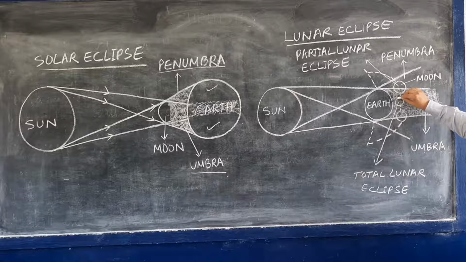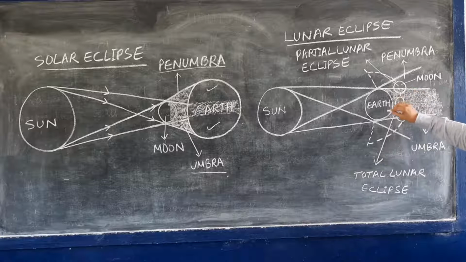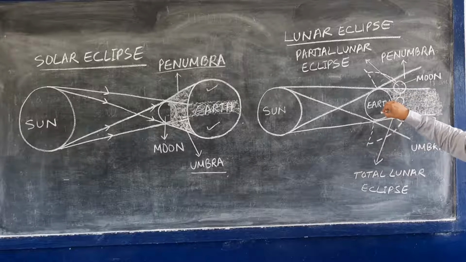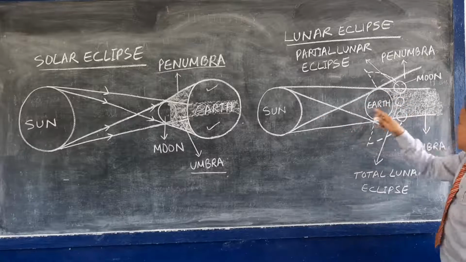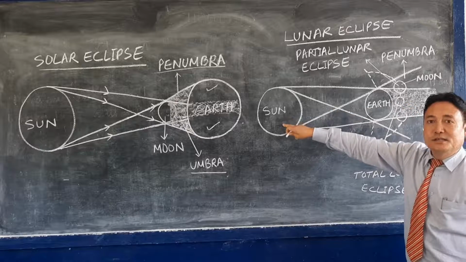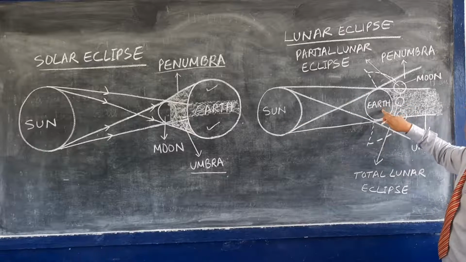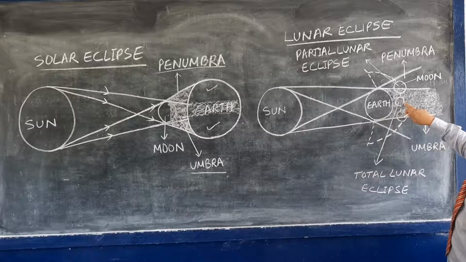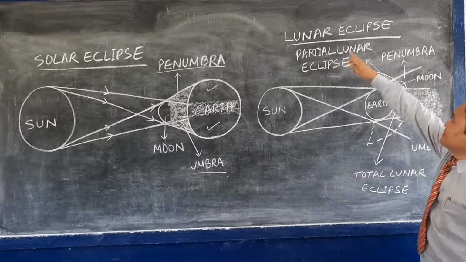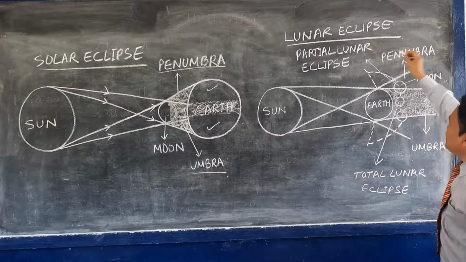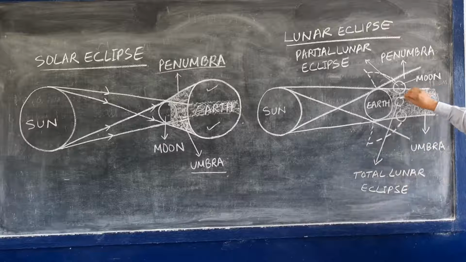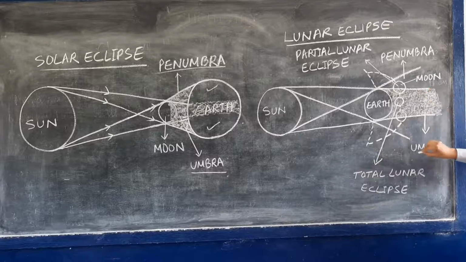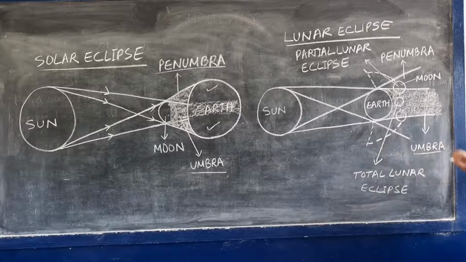You can see here the moon is totally blocked by the earth, and the earth is an opaque body, so the moon will not be able to receive the light from the sun. The light gets blocked and the earth's shadow will fall on the moon, and therefore we observe the lunar eclipse. A lunar eclipse can be partial as well as total. And this central region where the moon is located is a complete lunar eclipse, which we call the umbra.